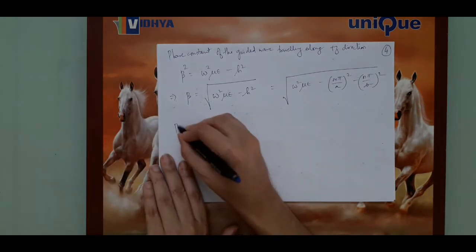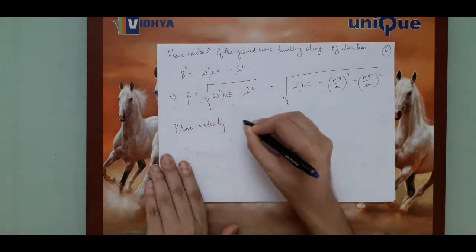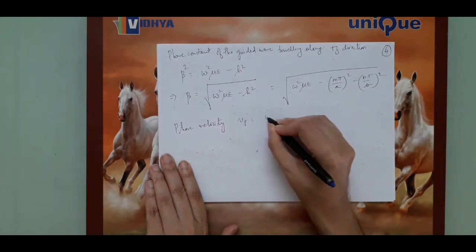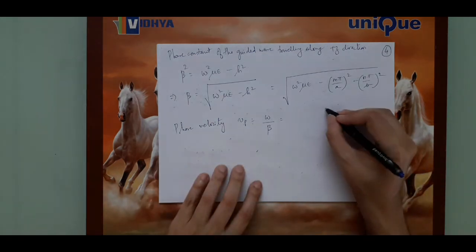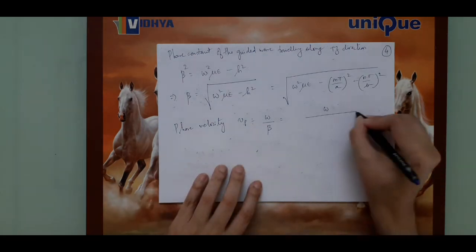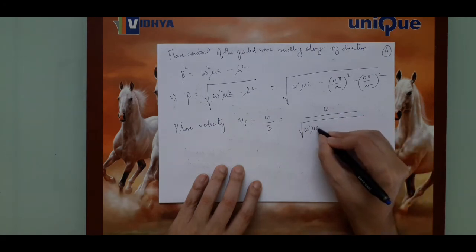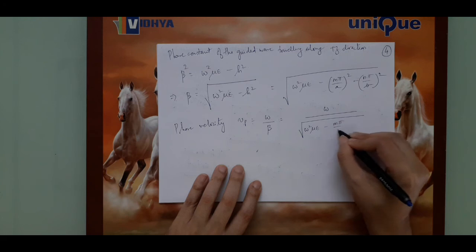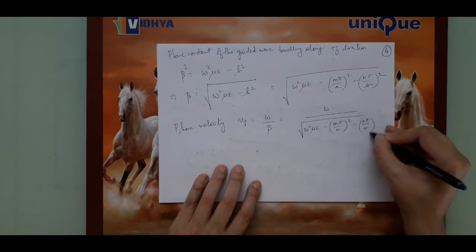So the phase velocity Vp, that is omega by beta, that is nothing but omega divided by this big expression for beta, which is under root of omega square mu epsilon minus m pi by a the whole square minus n pi by b the whole square.